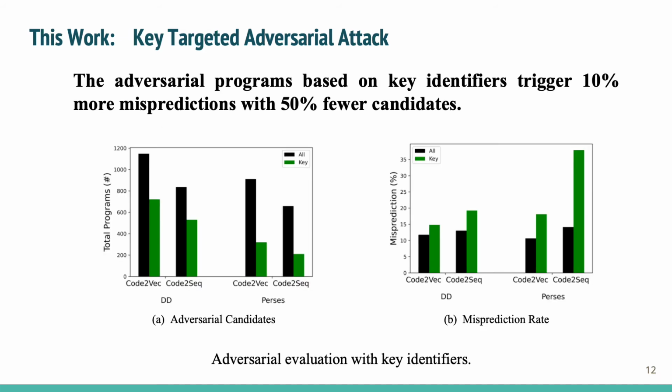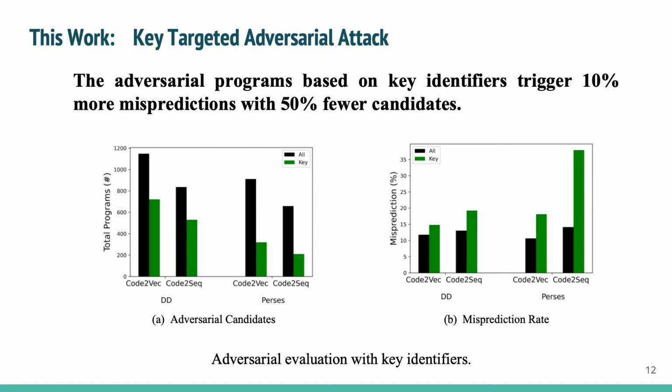While in our previous work we created candidate adversarial examples considering all variables of original programs, in this work we create candidate adversarial programs considering only key variables from reduced programs. We observe that in each scenario, the number of generated candidate examples based on key variables is almost 50% less, but on average, those can trigger more than 10% misprediction.